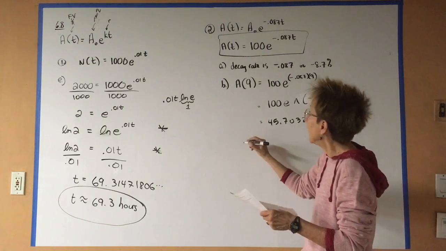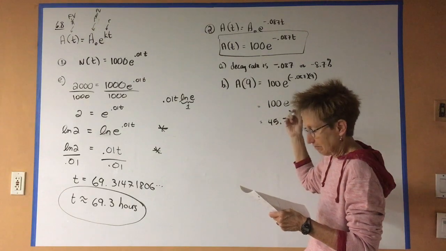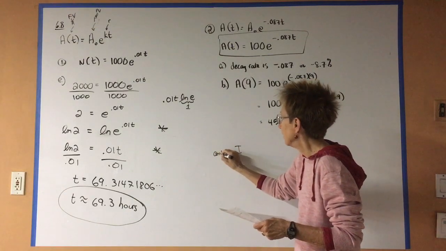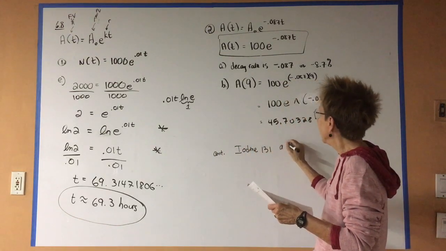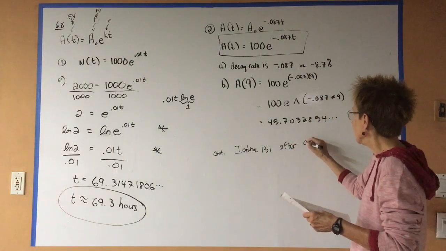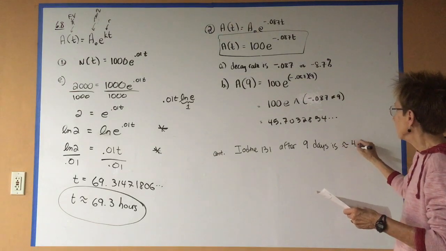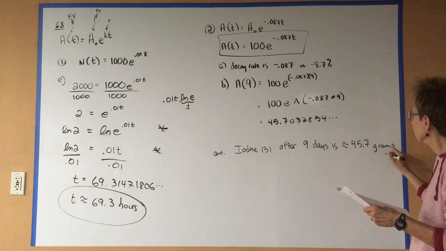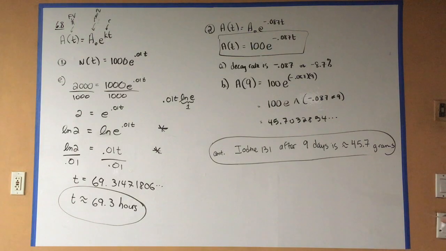So that means that the amount of iodine 131 after 9 days is approximately 45.7, and this is grams? Yeah, grams. So after 9 days, the amount left is approximately 45.7 grams.